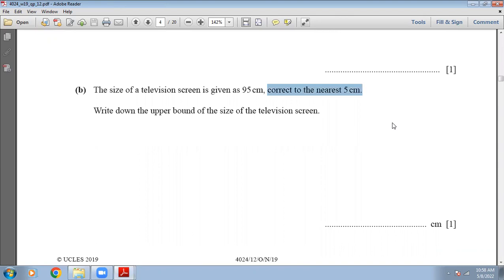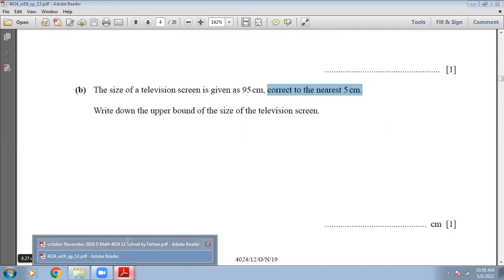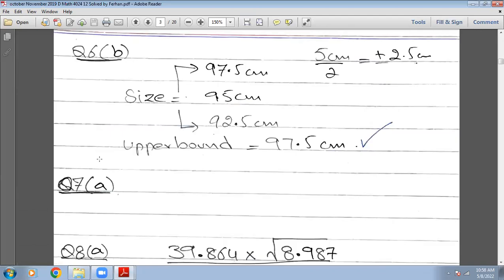So you will take the 5 centimeter and divide it by 2, you get 2.5 centimeter. If you add 2.5 centimeter to the given measurement, it will give the upper bound. If you subtract 2.5 from the given measurement, it will give you the lower bound. That's the strategy. Let me show you how we execute it.